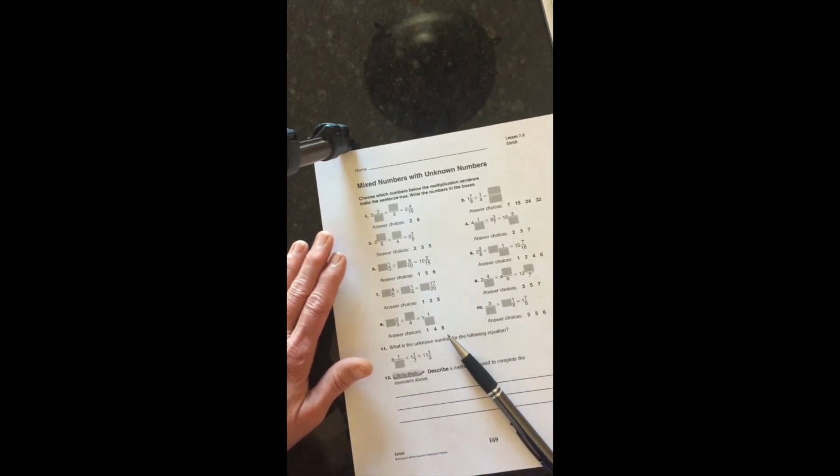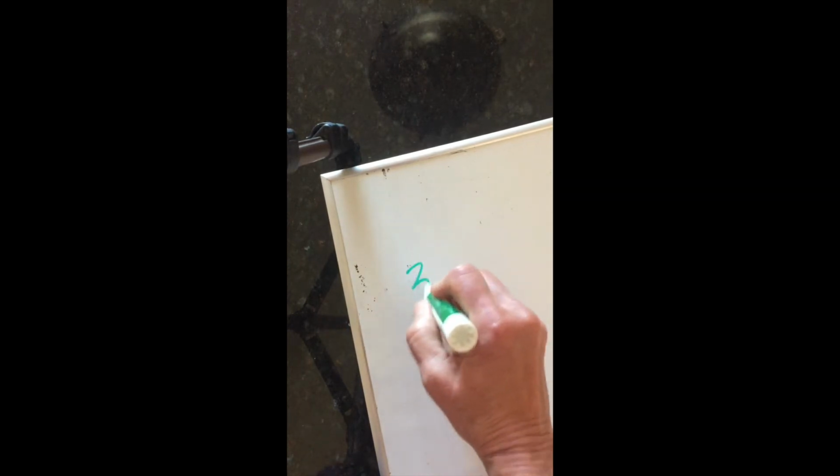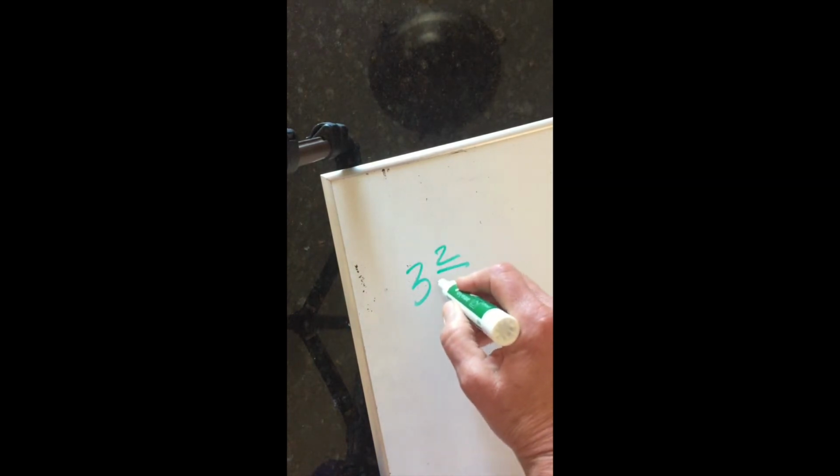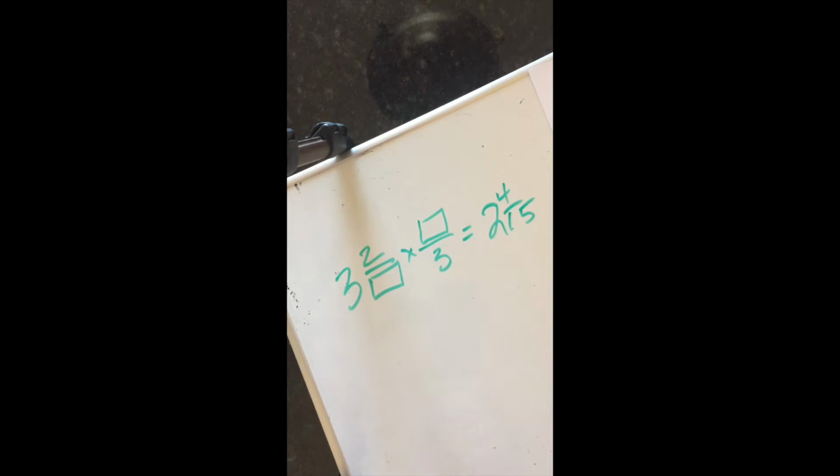So, I'm going to go over here to my handy-dandy whiteboard and think about this. So we have 3 and 2 of something times a number of thirds that have to give us 2 and 4 fifteenths. Okay, so that's not written very well. Let me try that again. Okay, so our choices are 2 and 5.